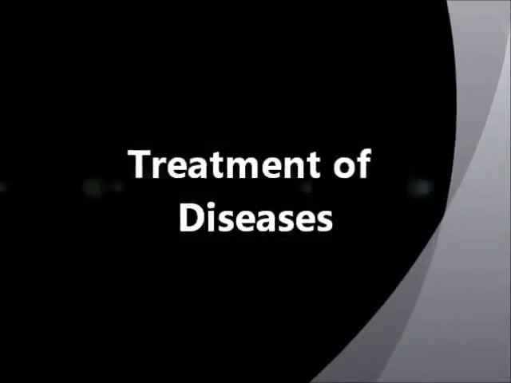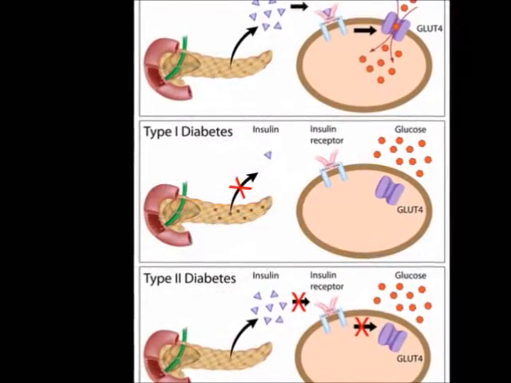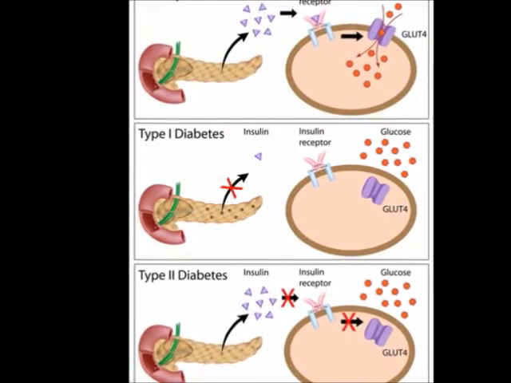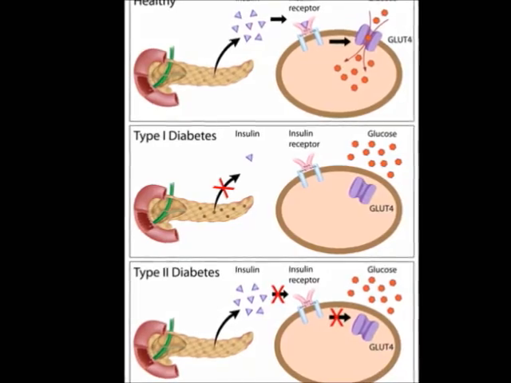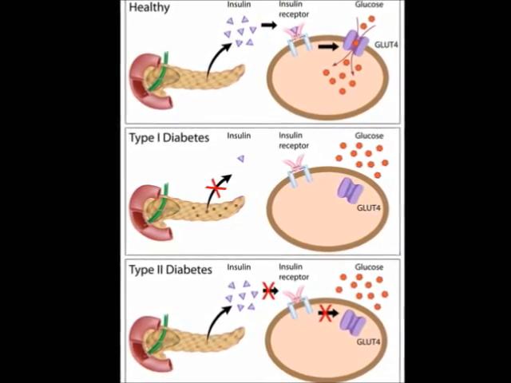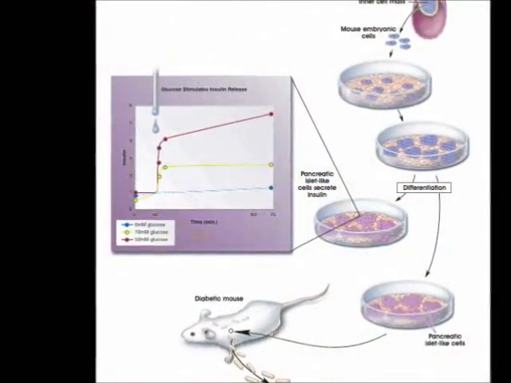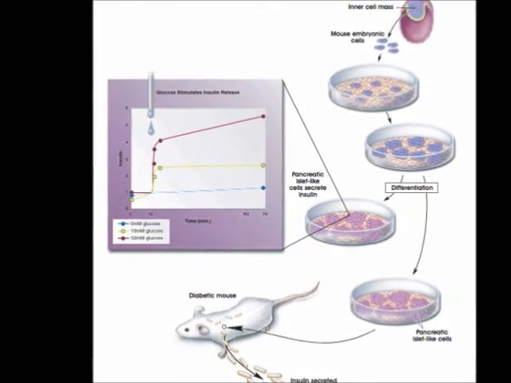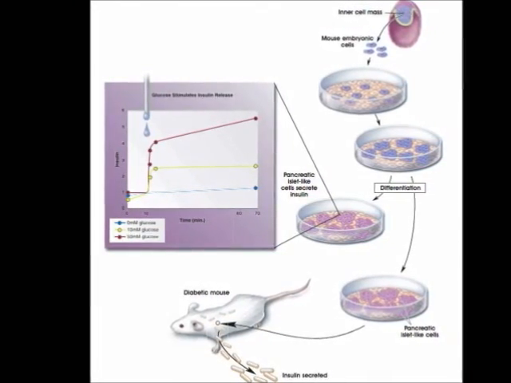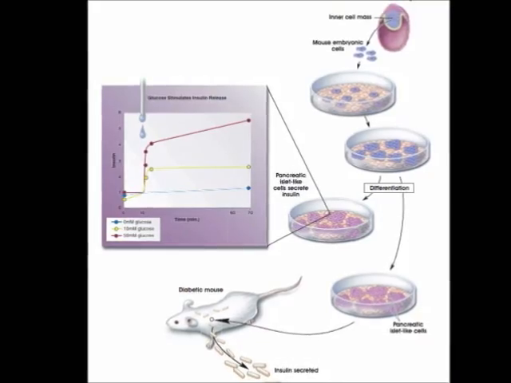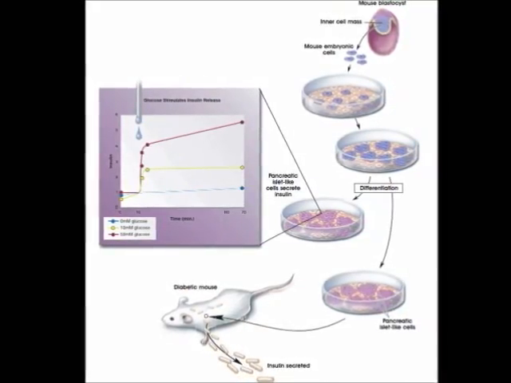And the second topic of discussion is the treatment of diseases. Type 1 diabetes is caused by the inefficient creation of insulin, and type 2 is caused by a blocked insulin receptor. This flowchart shows how researchers can introduce diabetes into a knockout mouse and can use the mouse's stem cells to differentiate pancreatic cells to now secrete insulin.